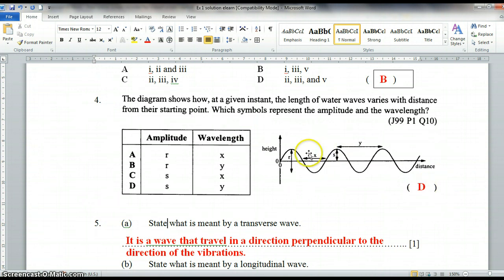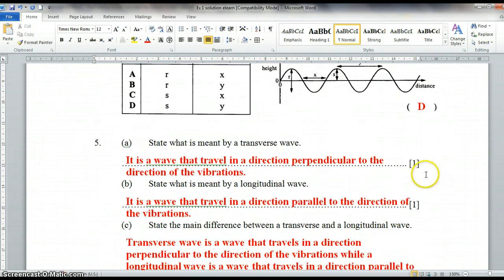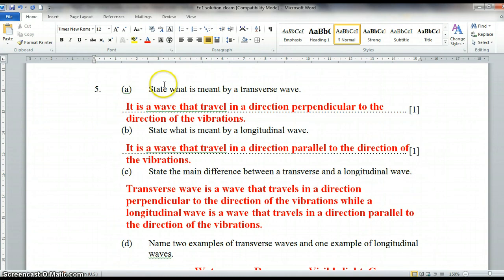X, in fact, is half the wavelength. The full wavelength is Y. From one crest to another crest, that is one complete oscillation, and hence the wavelength. This one I don't think I need to go through.